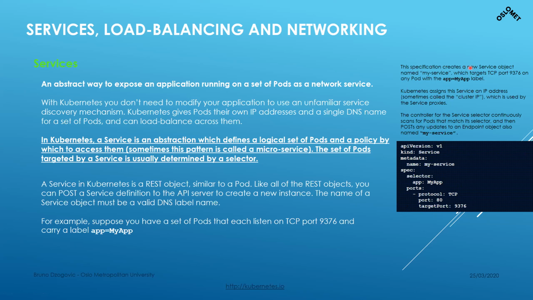The specification creates a new service object named MyService, which targets TCP port 9376 on any pod with the my app label. So all the pods that are running inside that service will have the same ports and probably different IPs, depending on how you define these things. The controller for the service selector continuously scans for pods that match its selector, and then it adds all these attributes to these pods.